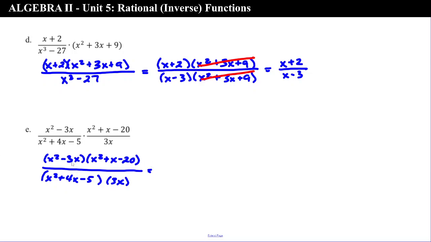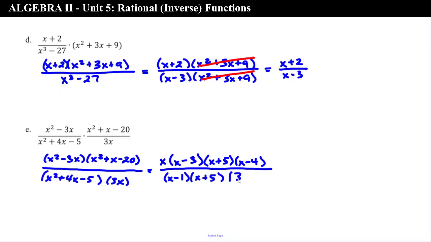if we factor this first thing, we end up with x times x minus 3. If we factor the trinomial, we end up with x plus 5 times x minus 4. All that's going to be over, let's factor this trinomial in the bottom. That factors down to x minus 1 times x plus 5. And then you still have the 3x.